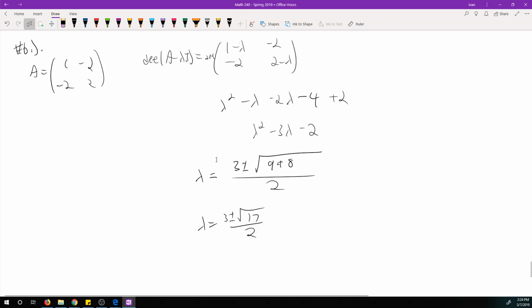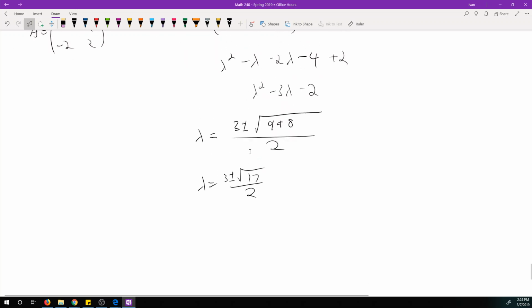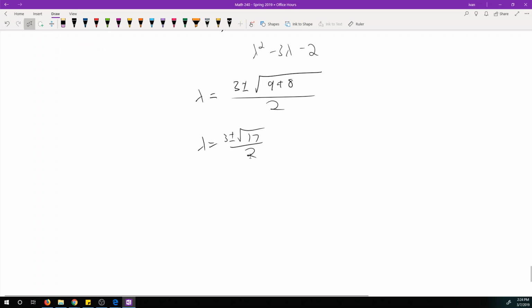Let me just make sure that's right. So the determinant is 7, yes? No, it's 6. So you get 2 plus, no, determinant is negative 2. I'm talking about... Okay. I think that's right. Negative b plus or minus square root b squared minus 4ac. Okay, yeah, that's right. And then, so these are your eigenvalues.